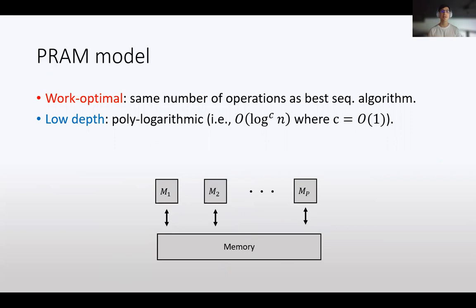As for efficiency, we say a PRAM algorithm is work optimal if it uses roughly the same number of operations as the best sequential algorithm for the same problem. This is desirable in that a work optimal parallel algorithm is efficient even when there are not many processors available. Moreover, a parallel algorithm is considered fast if it has polylogarithmic depth. Throughout this talk, we will focus only on the work complexity measure and assume all parallel algorithms discussed have depth at most log cubed n.